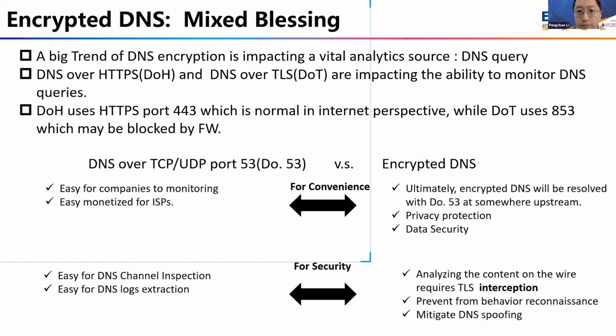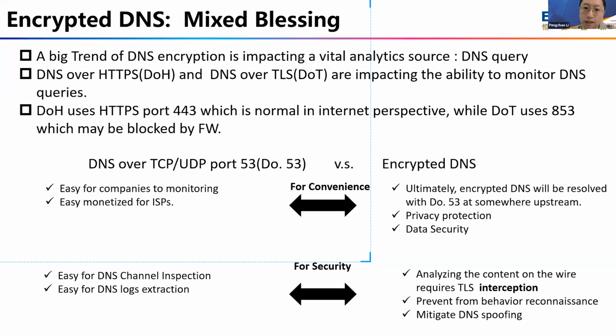Considering some risk of man-in-the-middle attacks or fraud, professionals on the internet proposed encryption and authentication solutions for DNS, such that DNS over HTTPS, DoH, and DNS over TLS, DoT, were introduced. DoH uses HTTPS port 443, which is normal from the internet perspective. But DoT uses port 853, which may be blocked by a firewall.